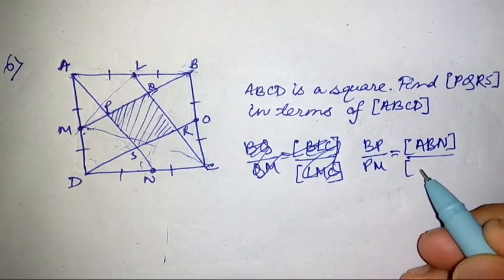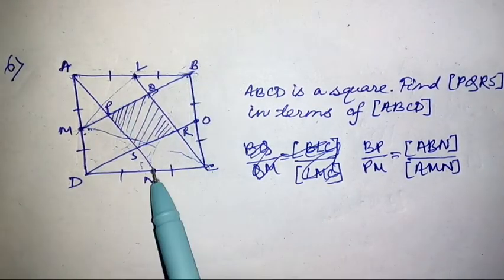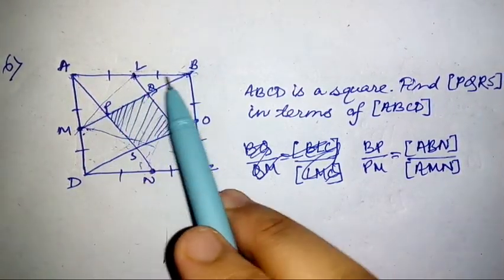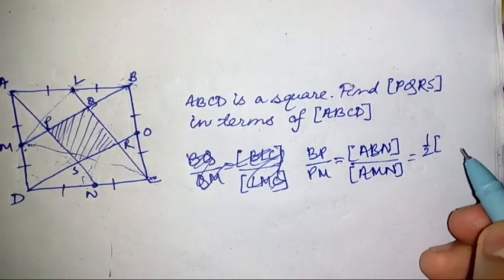by AMN. Now ABN's area is half of the area of the square ABCD, since this is the triangle and this is a parallelogram, so this will be half of the area of ABCD.